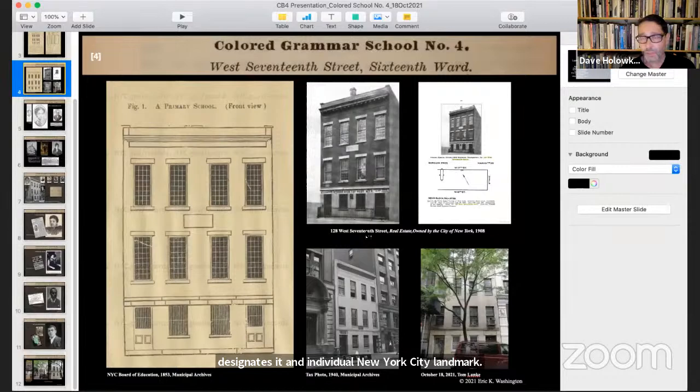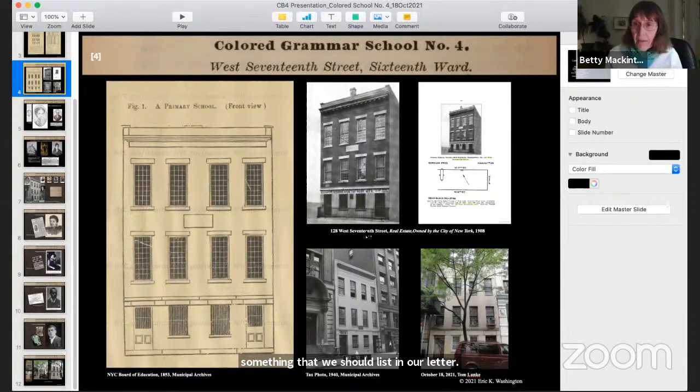And the Landmarks Commission has made a big thing of late of its so-called equity framework, which seeks to give more recognition and protection to buildings that relate to non-mainstream history in New York, including African-American history, and this would seem a prime candidate. And I think that's something that we should list in our letter. Okay, thank you, David, for bringing that up. Viren?